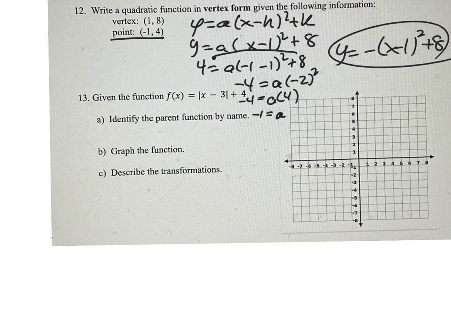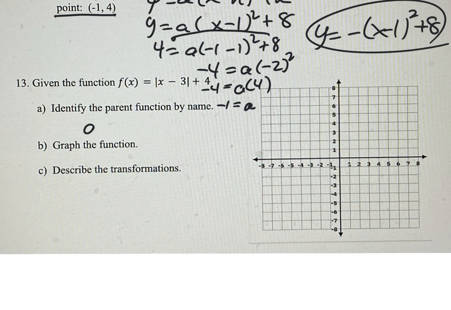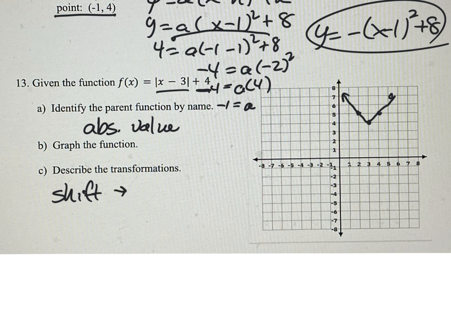One more, number 13. Look at the function. It says, given that function, identify it by name. That's absolute value. It's got absolute value bars. It's definitely absolute value. Graph the function. Right there, it's got a -3 inside, so I'm going to shift right 3, and then a +4 outside. Right 3, up 4. So I'm going to here. Also, because there's a 1 in front of the absolute value, I'm going over 1, up 1, over 1, up 1. Then I'm going to connect the dots. Then it says describe the transformation, and all you would do is this: shift right 3 and also shift up 4. And those are your transformations.